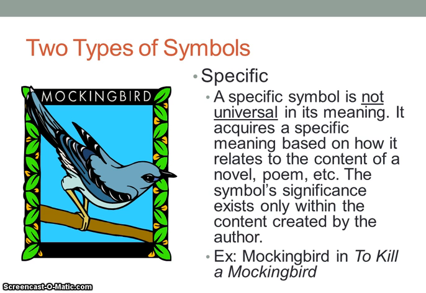The second type of symbol is a specific symbol, and this is not universal in its meaning. It will be dependent on how it is shown in certain literary works. So you might have the same symbol, but depending on how the author uses it, it could represent something completely different. For example, in To Kill a Mockingbird, the mockingbird represents not just a bird, but someone who is selfless and who is willing to stand up for other people even though it might place harm on themselves.